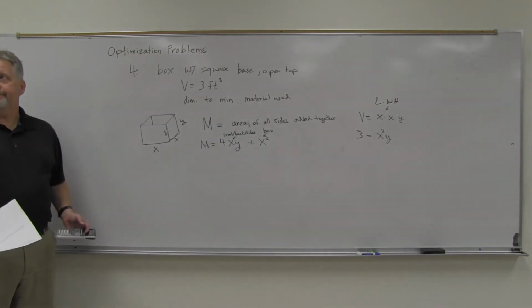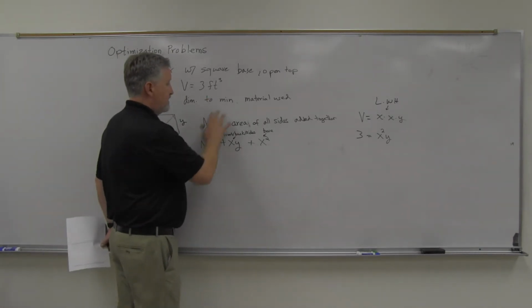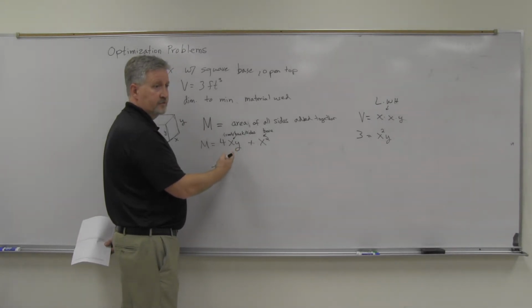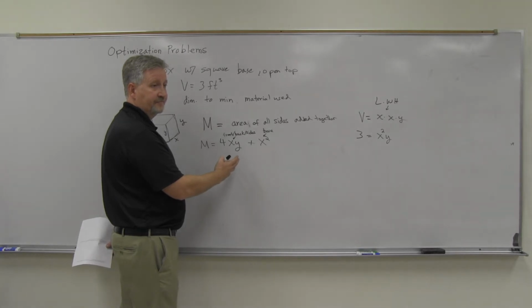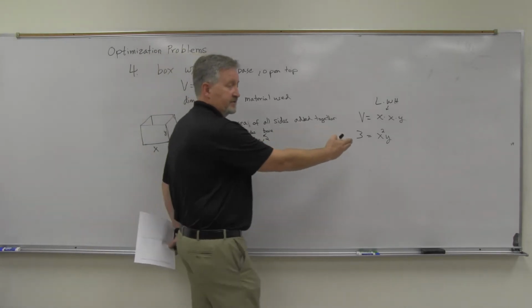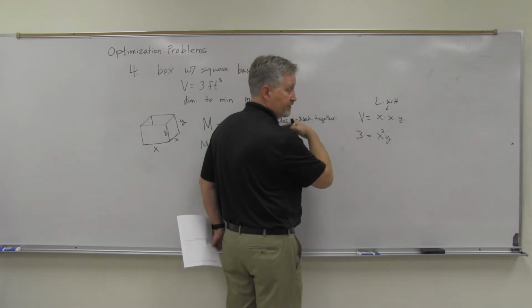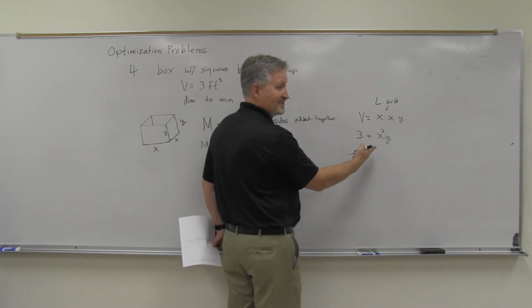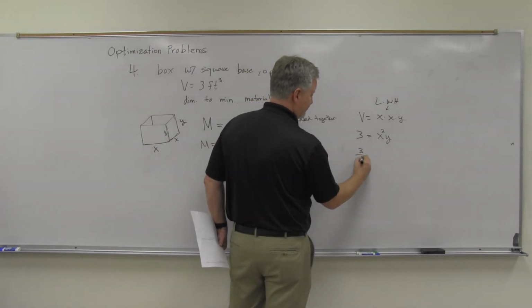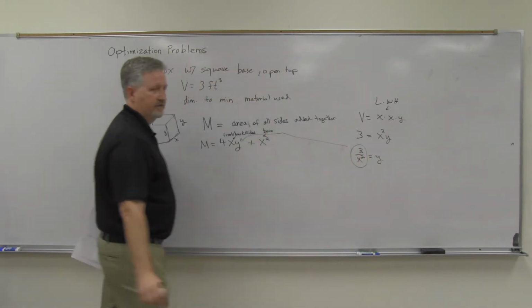Now what do we do with that? Since I want to minimize the material, I need to do the derivative, but I've got 2 variables and don't know how to handle that. So we need to get it down to one variable. That's where this equation comes in, right? I can solve for one of the variables and put it over there. Looking at that, which one would be easier to solve for? The y, right? Just divide both sides by x squared. 3 over x squared is y. Then I can substitute that for y in the other equation.